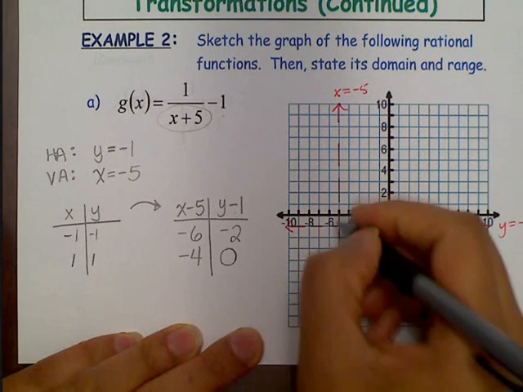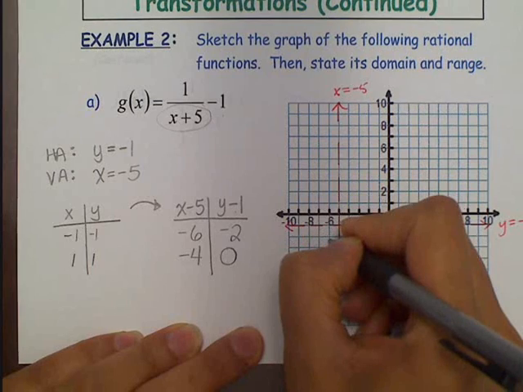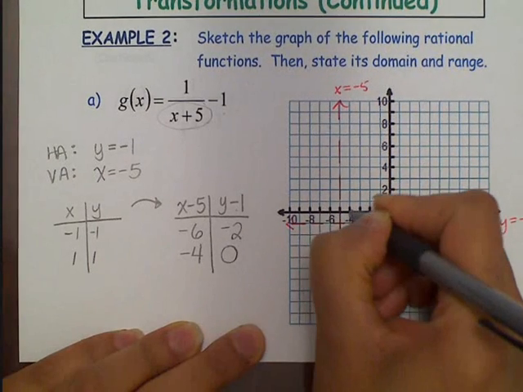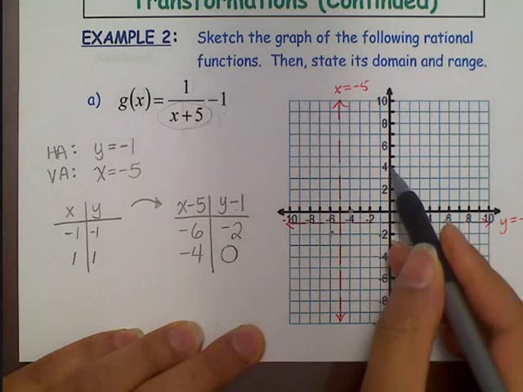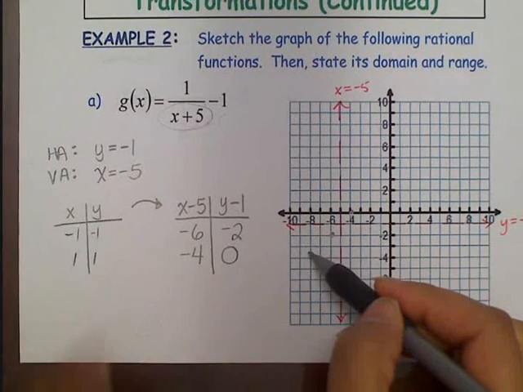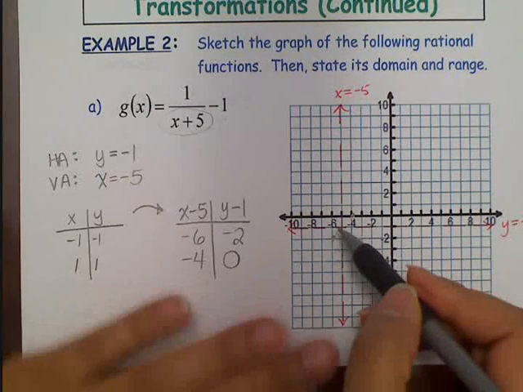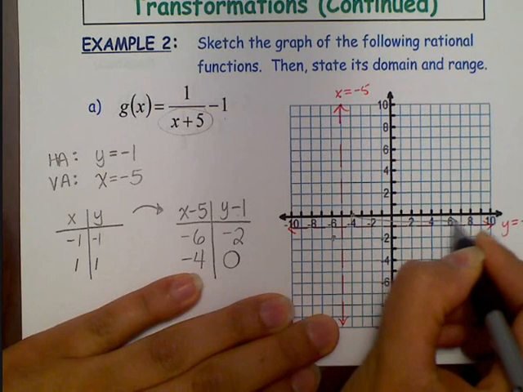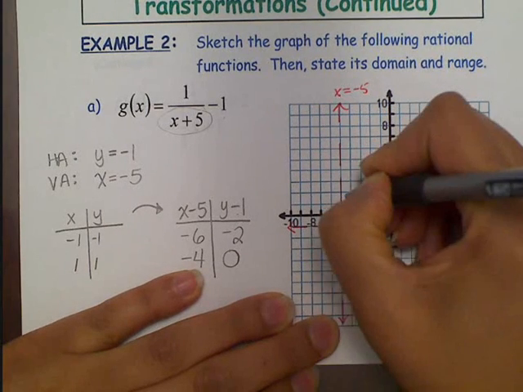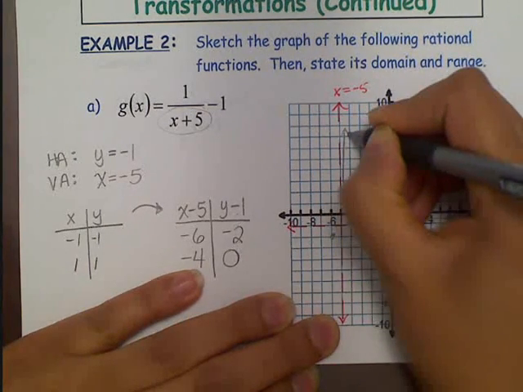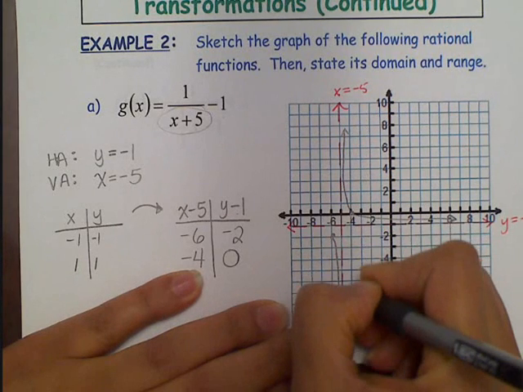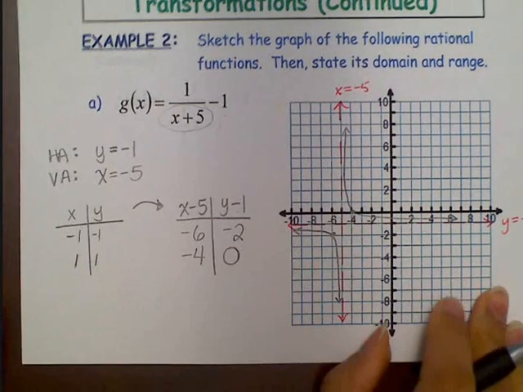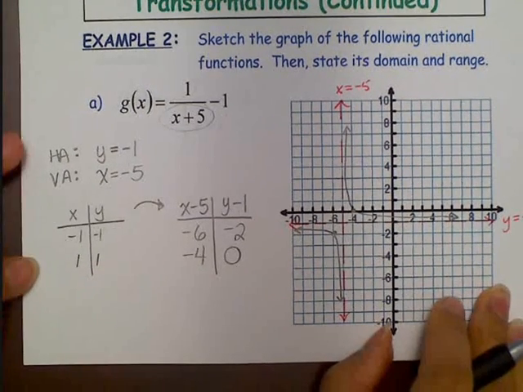If I plot these points, I have a point at (-6, -2), which is here, and a point at (-4, 0). You'll notice that right now my graph is in the first and third quadrants based on my asymptotes. So all I need to do is sketch a curve that gets closer and closer to the asymptotes, and that's pretty much it for graphing rational functions. They're actually one of the easier graphs to create, since you are just sketching a graph that gets closer to the asymptotes. And that's it.